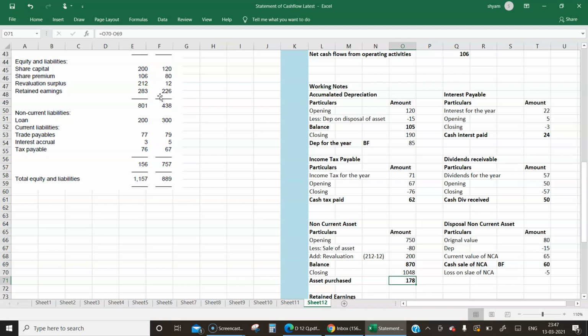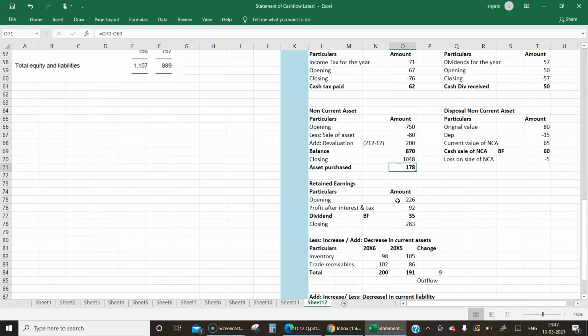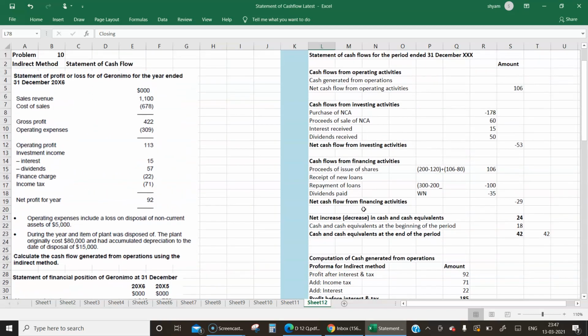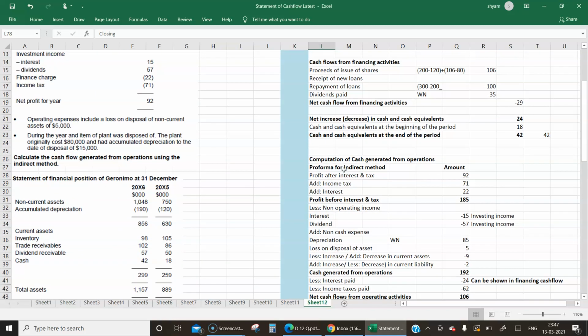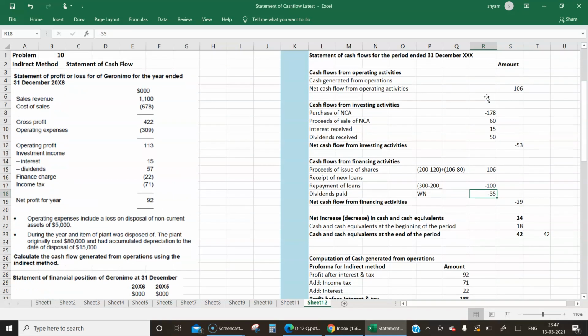And then we went for retained earnings. So retained earnings opening was 226, profit was 92. Put together they should come to a total of 318, but only 283 is there. The balancing 35, okay, the balancing 35 number is the dividend paid. So dividend paid we have accounted as a cash outflow, dividend paid in financing activity. So 35. So thereafter we started closing.